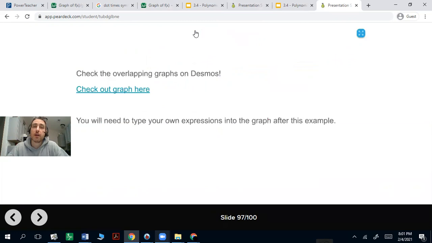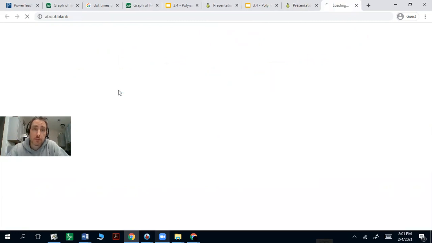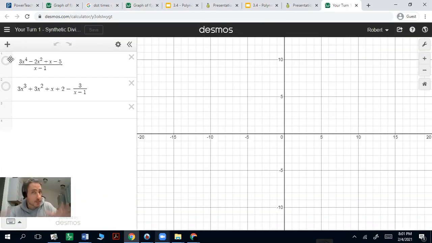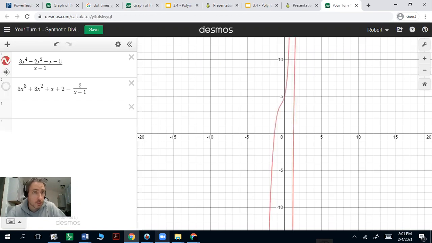And then finally, we graph it. We always want to graph these. So we're going to put this in Desmos. I need to clarify, this is something you need to type. This is the last one that's going to be done for you. So you would type the original expression in, type your answer in, see if they overlap. That way you know you got it done right.